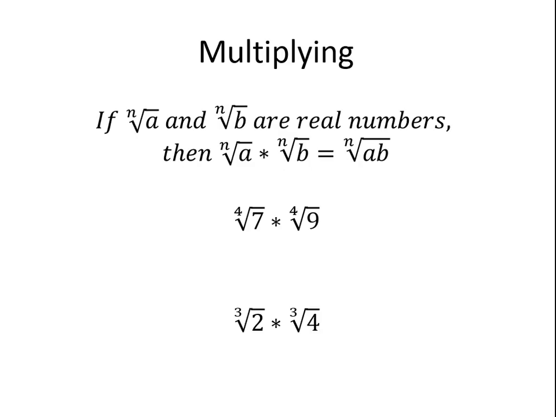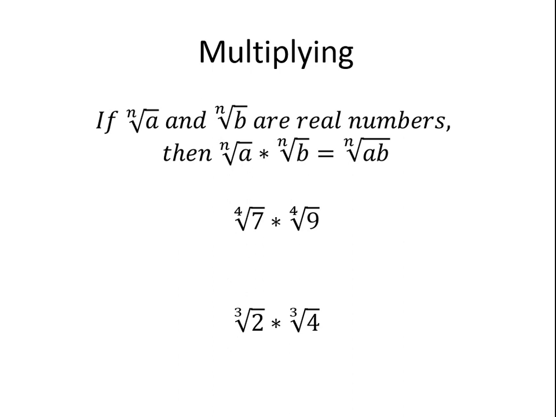Okay, so multiplying. When you multiply radicals, make sure that you're taking the same root. If it's not the same root, then you can't really multiply them together. It's a little more complicated than just keeping them on the same radical. If they're taking the same root, like what we're mostly going to be looking at, you just multiply the numbers on the inside.